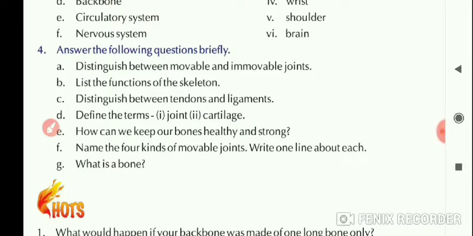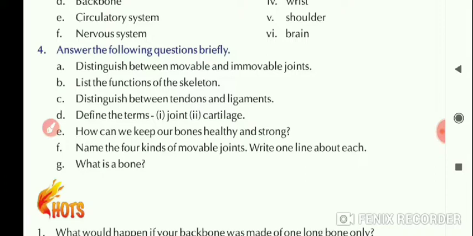Today, chapter number 2, Skeleton System, we have completed all the exercises. Now, question number 4, answer the following questions briefly. Question number 1, distinguish between movable and immovable joints.